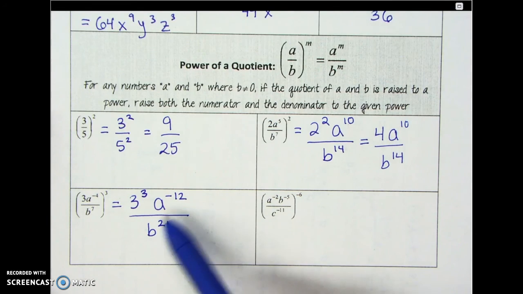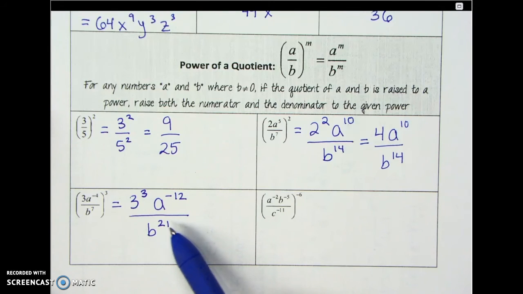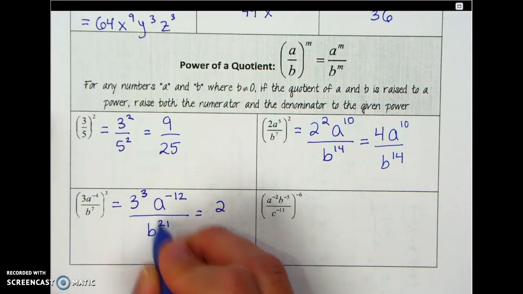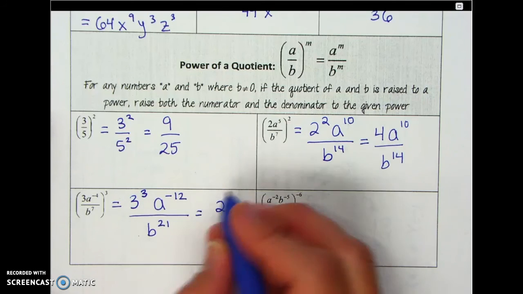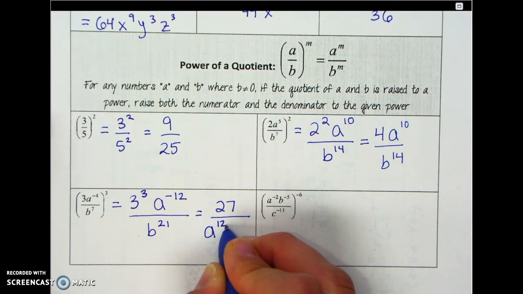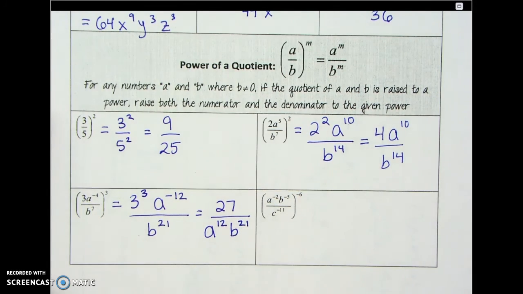Are there any 0 powers? No. Are there any negative powers? Yes. So we need to move the A's down. And is there a power we know the answer to? Yes, we know 3 to the power of 3 is 27. Does the 3 move down? Nope. It has a positive power, so it stays. And we write A to the 12. I wrote the A in front of the B because that makes more sense, right? A comes before B in the alphabet.